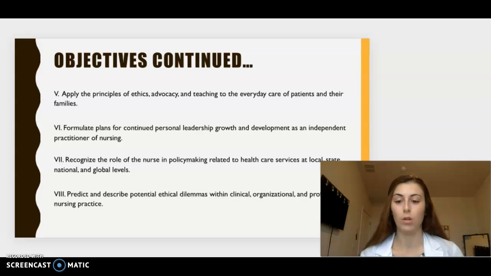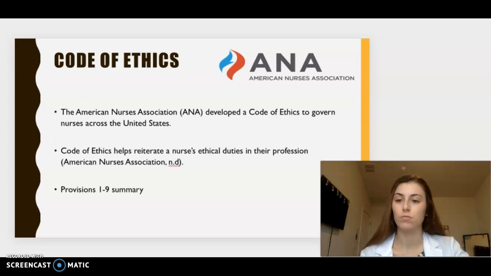Seven is recognize the role of the nurse in policy making related to healthcare services at local, state, national, and global levels. So this is more specific to my political hours, which I'll be discussing. And then eight, predict and describe potential ethical dilemmas within clinical and organizational and professional nursing practice. So this also relates to the ANA Code of Ethics, and this is something that obviously nurses and honestly everyone is just aware of at all times because ethical dilemmas are everywhere.